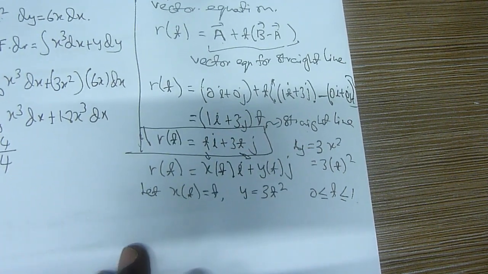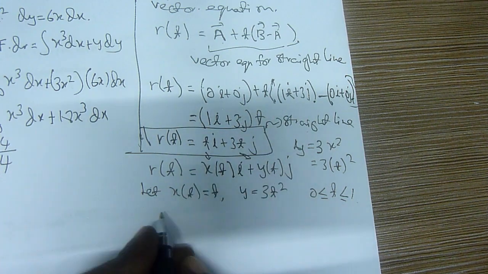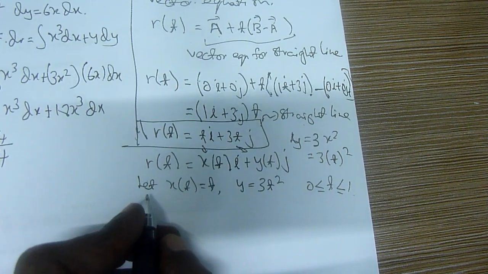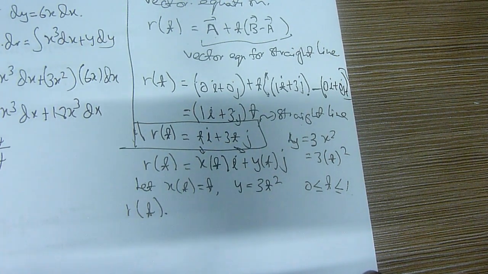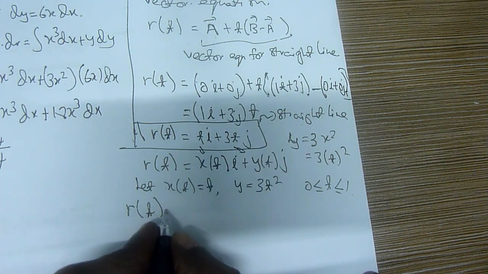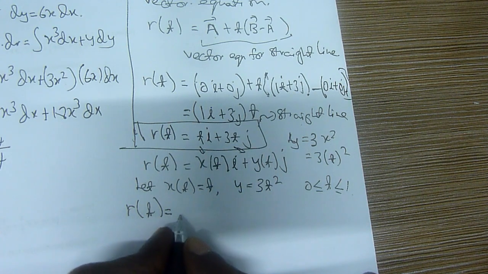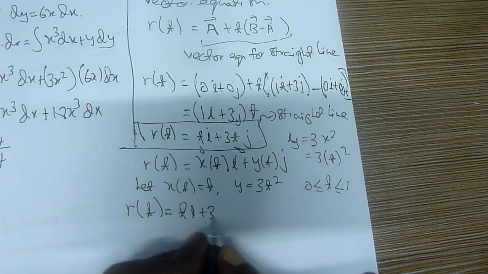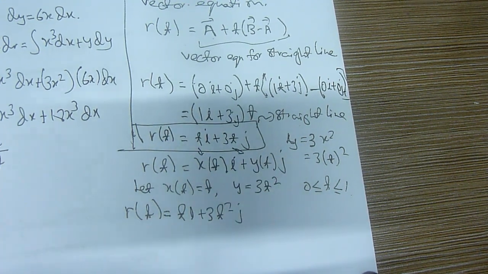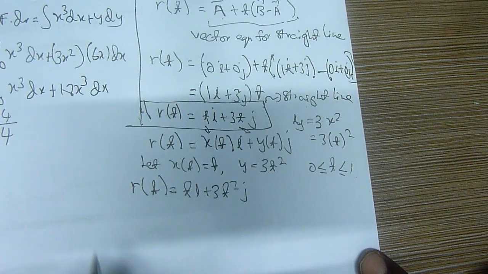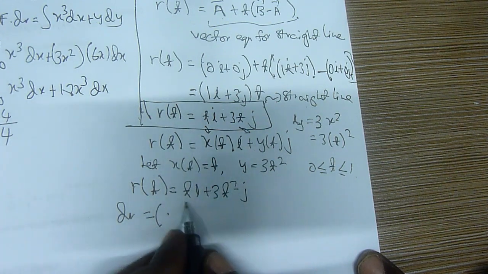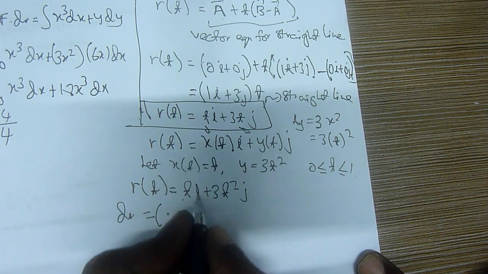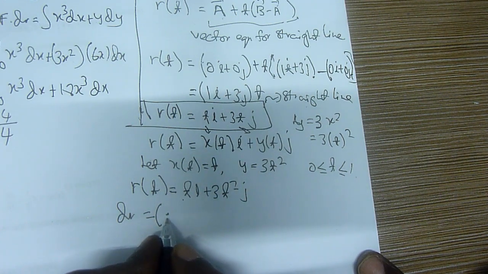Now, with this calculation, I should be able to substitute back. When I substitute that inside the rt, here I get t i, 3t2 j. Therefore what is the dr? Dr is, I just substitute here back, I get i. Therefore I get a 1.